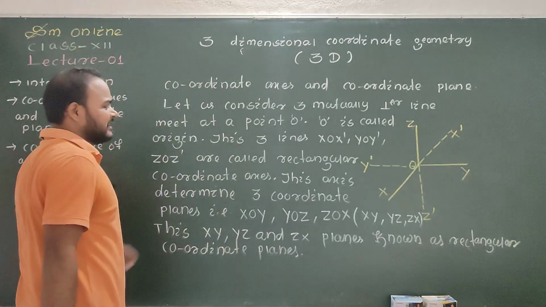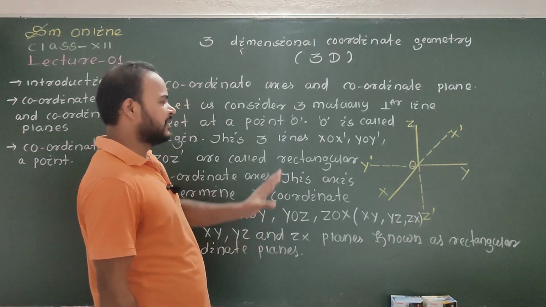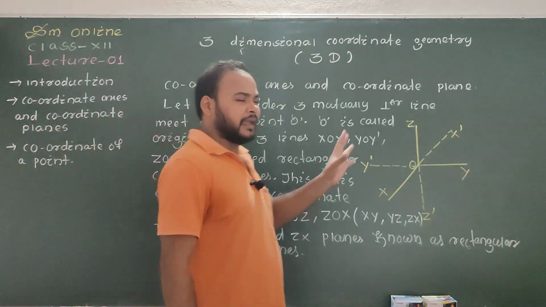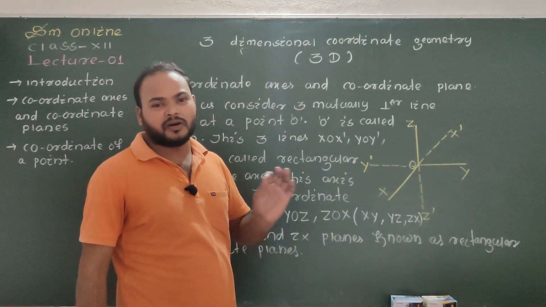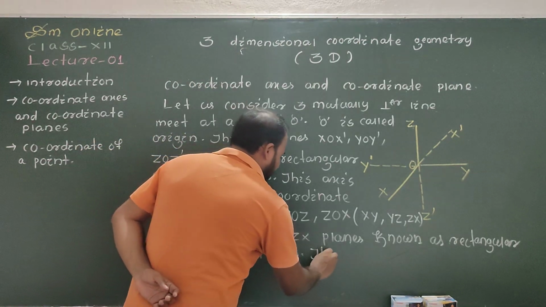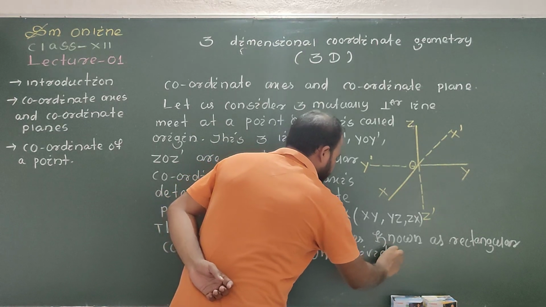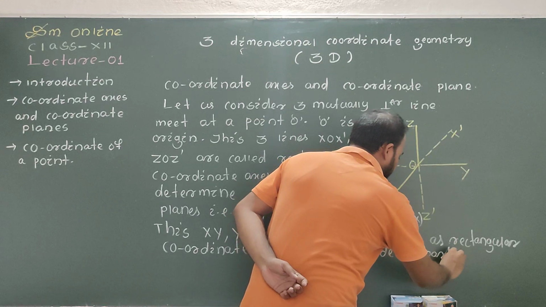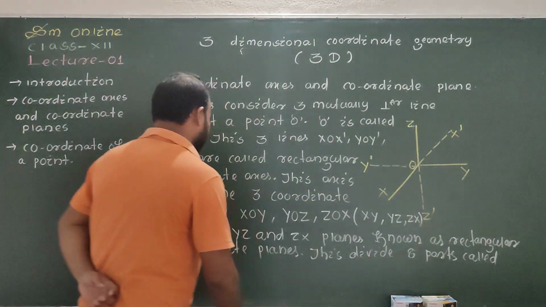Okay, and these three rectangular coordinate planes divide the space into eight parts. Okay, and each part is known as what? Octant. These 8 parts are called octants.